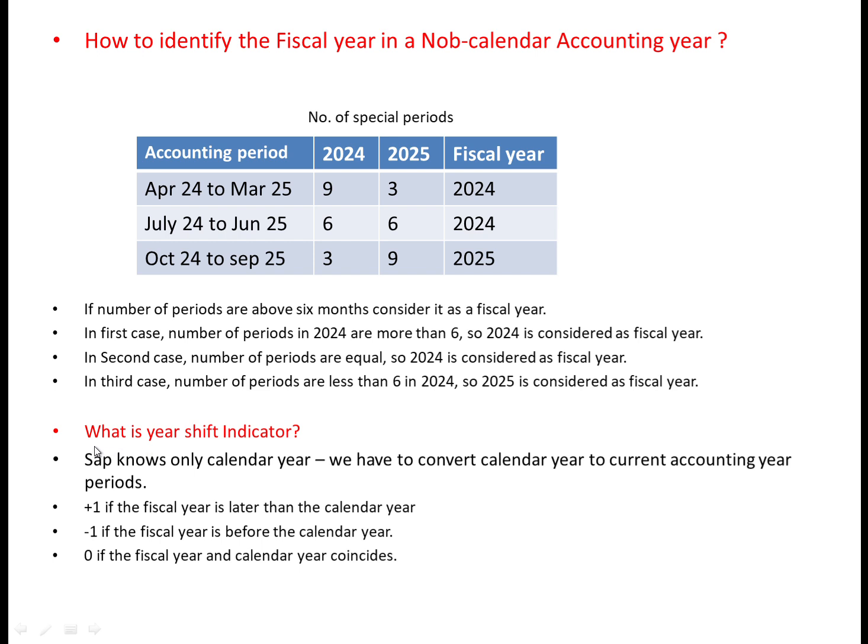As I said earlier, the year shift indicator will be used in these 3 cases. +1 is used if the fiscal year is later than the calendar year. -1 is used if the fiscal year is before the calendar year. 0 is used if the fiscal year and the calendar year coincide. 0 will be applicable for July to June, okay.